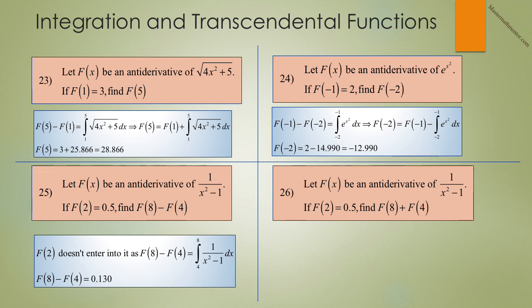Again, we cannot take that integral by hand, but we can find it on the calculator, and we get capital F of 8 minus capital F of 4 is equal to 0.130.